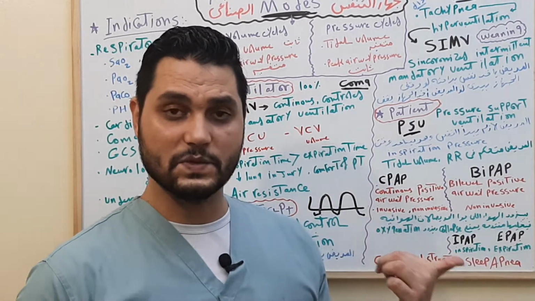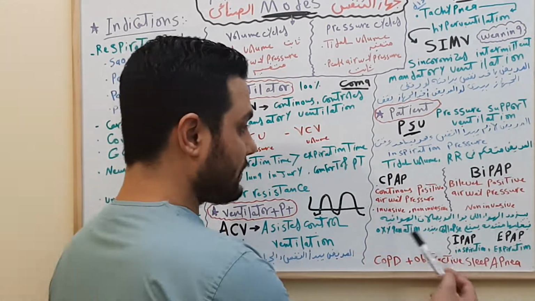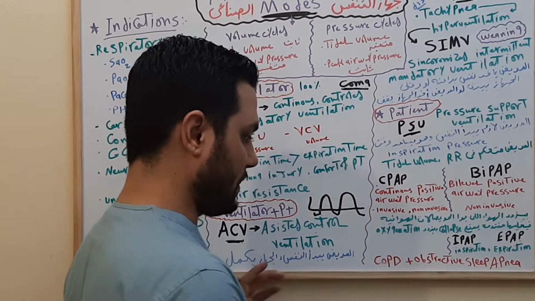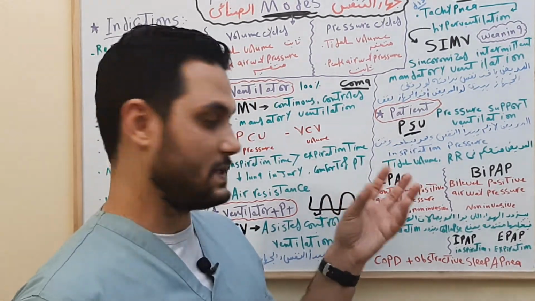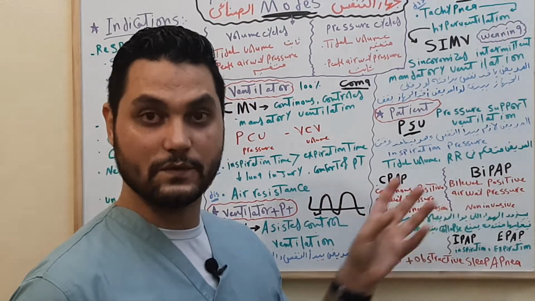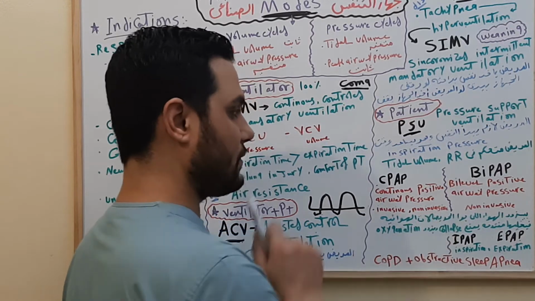If the patient has obstructive sleep apnea, he uses this one during sleeping. So he uses one of them, BiPAP or CPAP, as the doctor orders. Or in a case of COPD, this patient can use both of them or one of them. Okay, but after the doctor's order for this one.